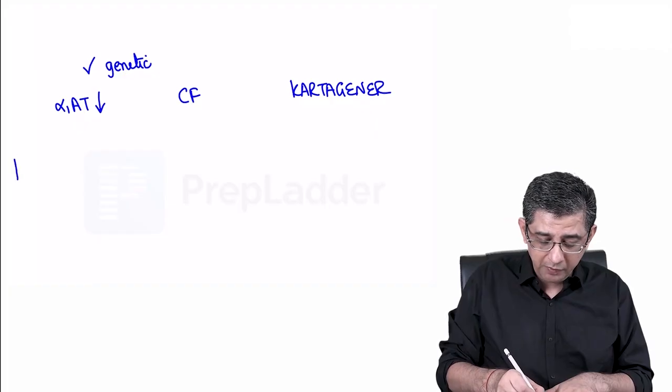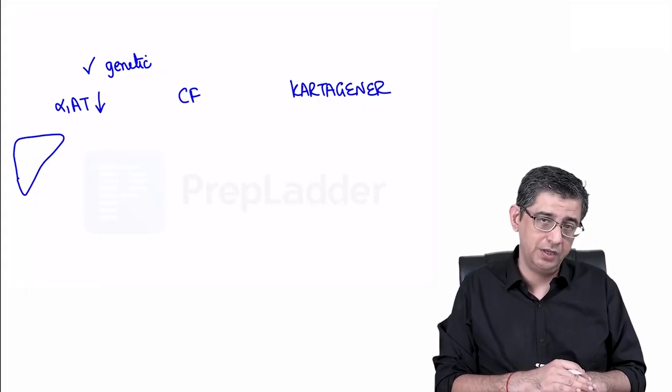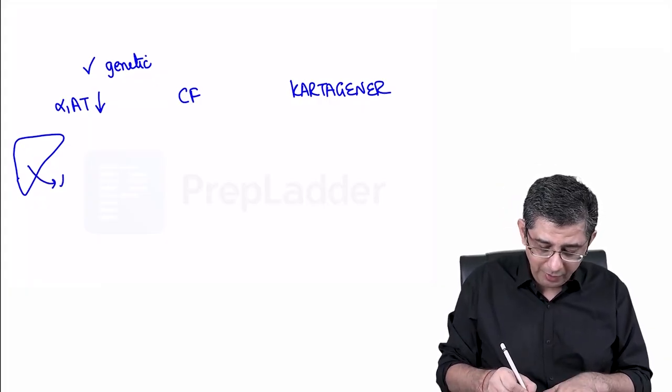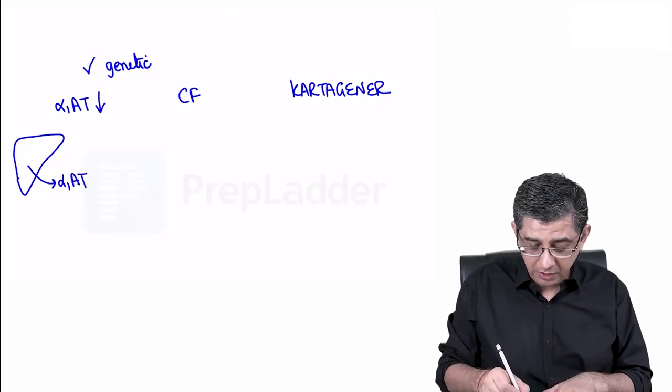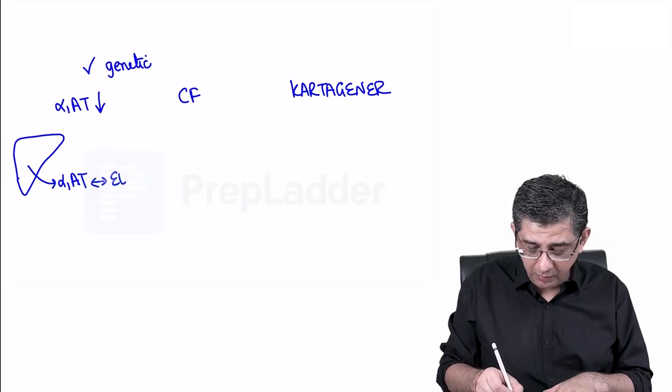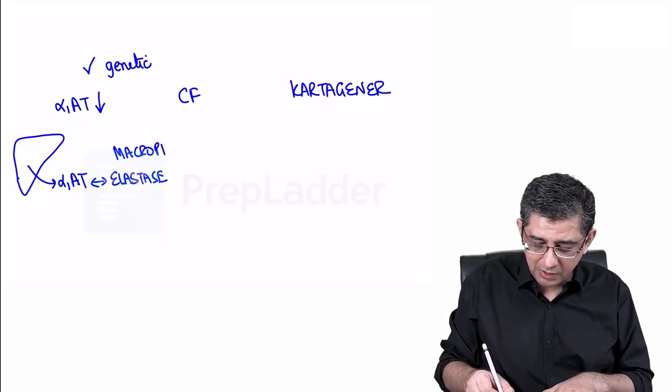When you read about alpha-1 antitrypsin, you need to understand it is produced by hepatocytes. Once it is produced by the hepatocytes, what is the function of alpha-1 antitrypsin? The main function is that it will neutralize an enzyme by the name of elastase, which is produced by the alveolar macrophages. And why are macrophages producing elastase?